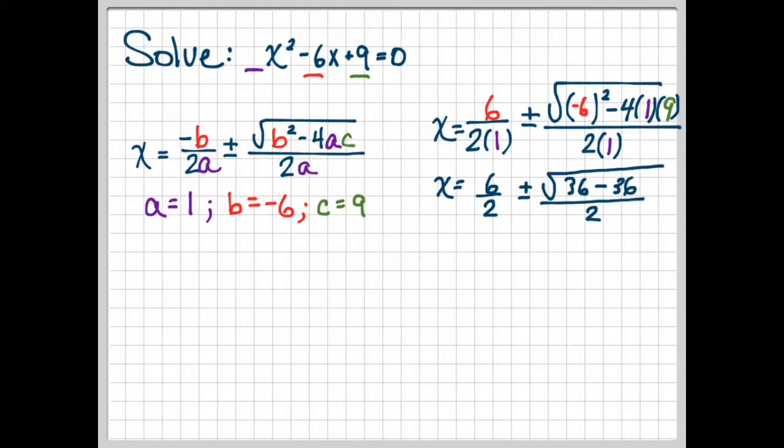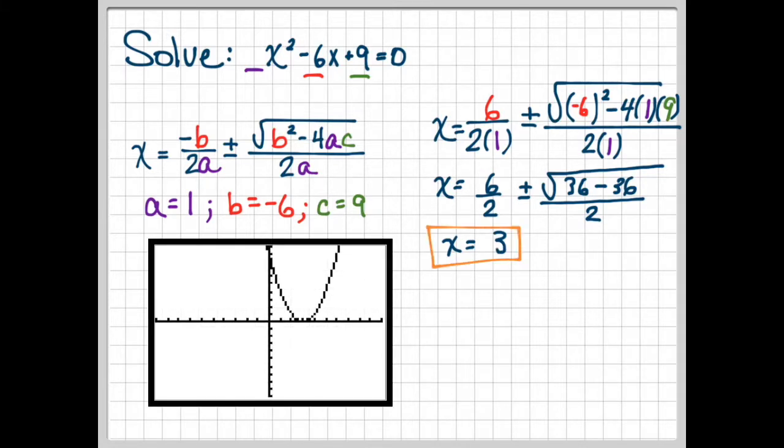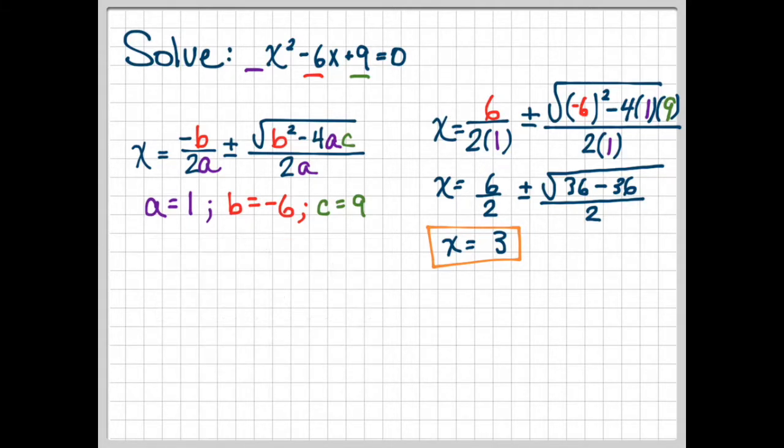So looking at that, I know that's going to be the square root of 0. Square root of 0 is just going to be 0. 0 over 2 is just going to be nothing. So this is going to come down to 6 divided by 2, which is just 3. So in this case, if you look at the graph in the bottom left-hand corner of the screen, you can see that there's only one place that this graph is going to hit the x-axis, and that happens when x equals 3. So this is a situation where you're only going to have one solution to your equation.